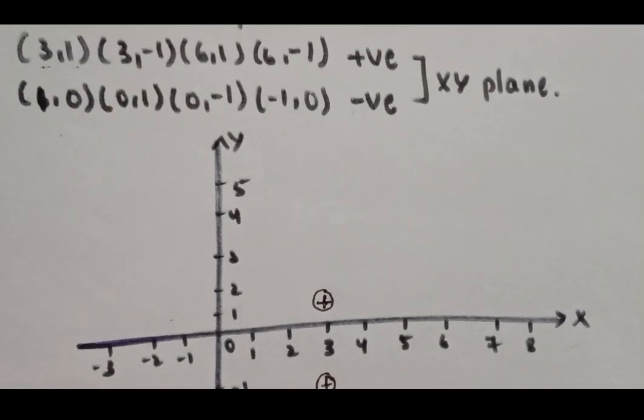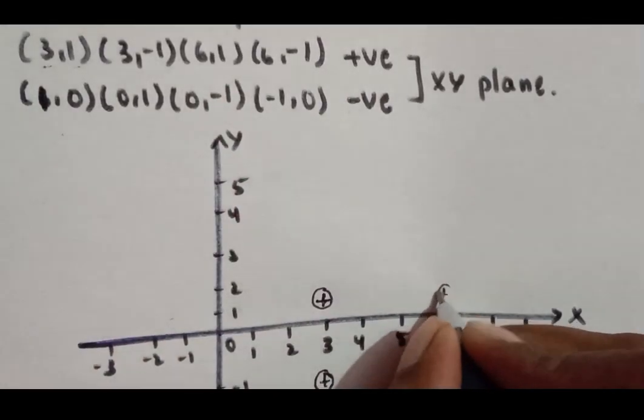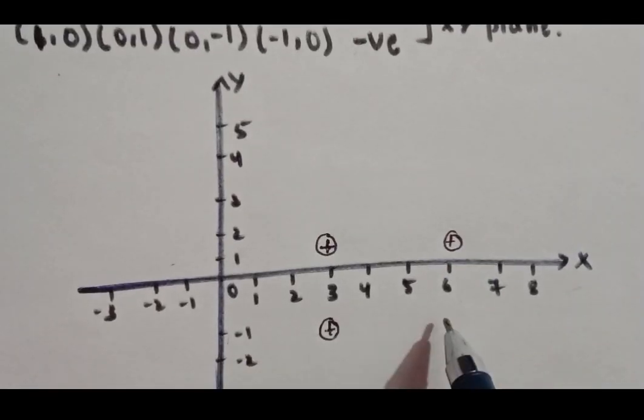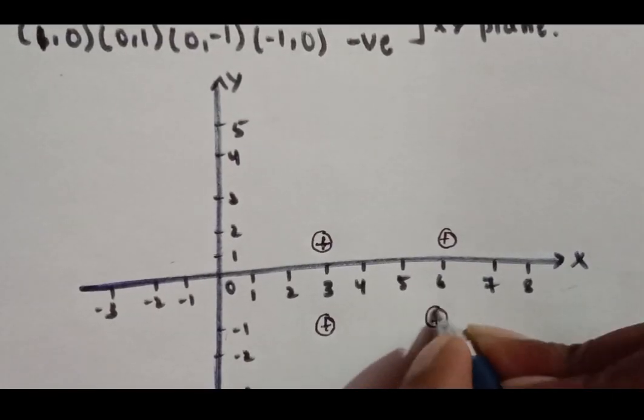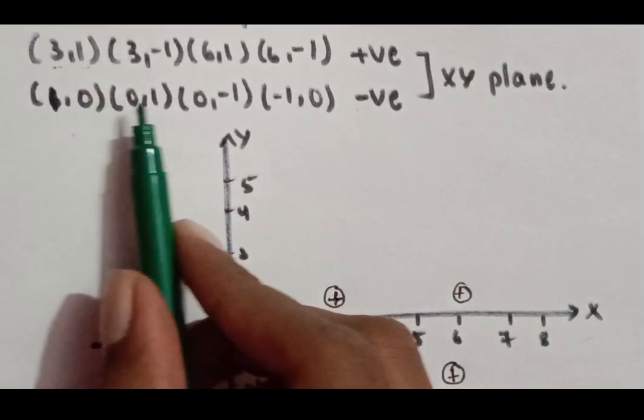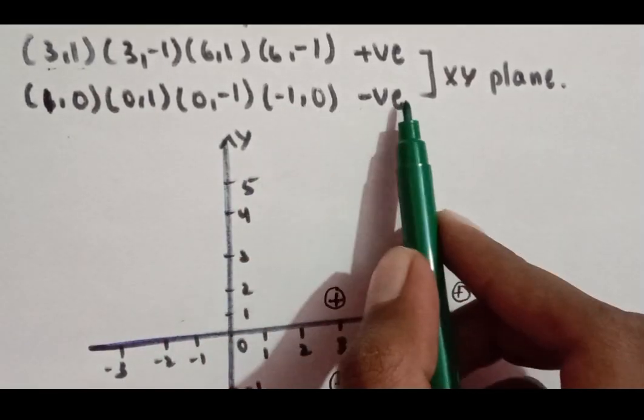Fine. Next point is (6, 1). I am going to place it over here. And (6, -1), so we are going to place it here. Fine. So next, the negative points. What are the negative points? (1, 0), (0, 1), (0, -1), (-1, 0) are the negative points.